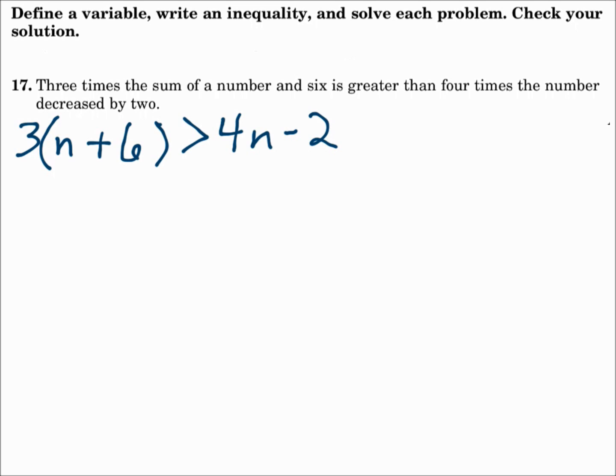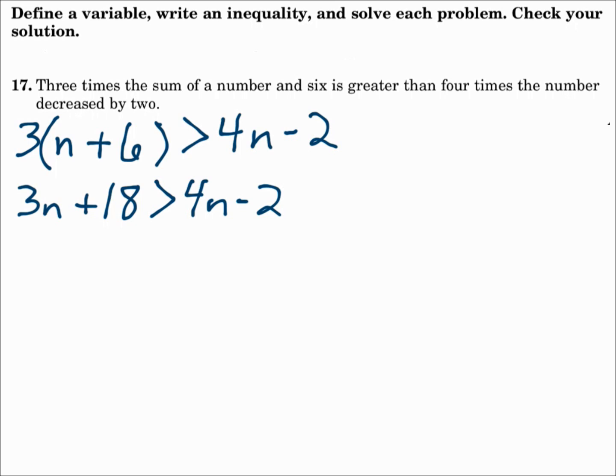So now solve. Distribute first. 3 times n is 3n. 3 times 6 is 18. There's no fractions to worry about. No like terms to combine. Let's move the variables. Sometimes we move the smaller variable to the other side. This time we'll just move the variables to the left.